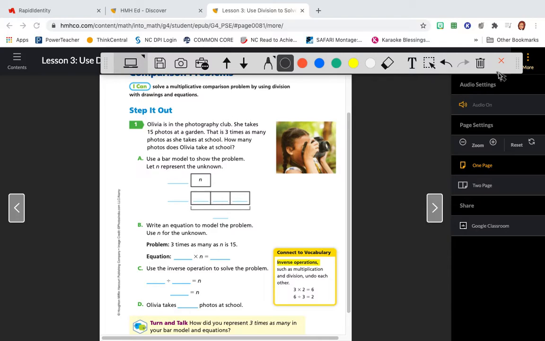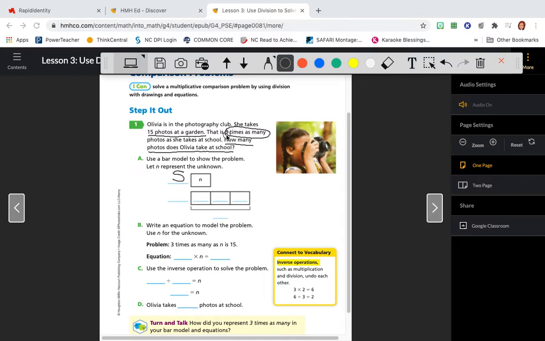Let's just fill out our bar model with the information that we've been given. We need to find out how many photos she takes at school. So that's our unknown. That's our question. So I'm going to put an S for school because we don't know how many photos she took at school. But what we do know is she takes 15 photos at a garden, which is 3 times as many photos as she takes at school. There's those key words again, times as many, so you know we're multiplying here.